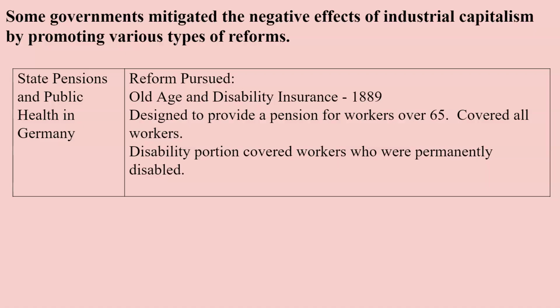Okay, some governments mitigate the negative effects, and there's several things, and we know a lot about the child labor laws. One of the ones that you may not know about is that Germany in 1889 actually put in an old age and disability insurance that provided pensions for workers over 65 and for those who were permanently disabled. It took the United States until 1939 to do this with Social Security, and that's basically what Social Security is. And there's still a lot of people that would like to get rid of Social Security in this country, even though to me it just makes the most sense in the world.